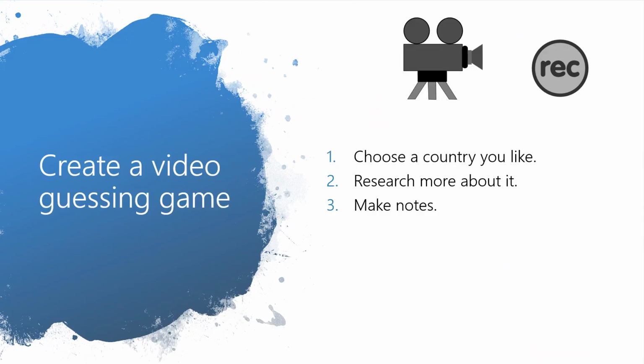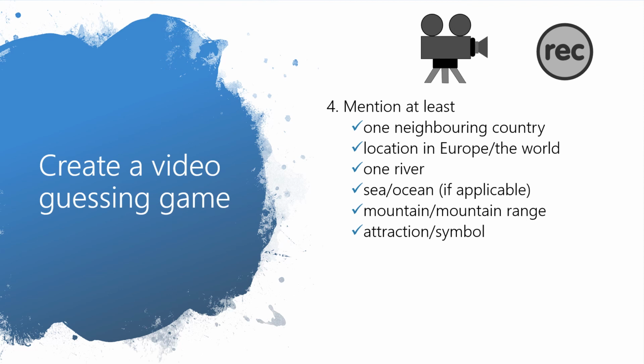And now it's time to do your task, and it is to create a video for a guessing game. So you should choose a country you like, any country. You should then do some research about that country and make some notes. In your presentation of the country, you should mention at least one neighboring country, where it is located in Europe or in the world, one river, one sea or ocean if there is any, a mountain or a mountain range, and an attraction or a symbol of that country.